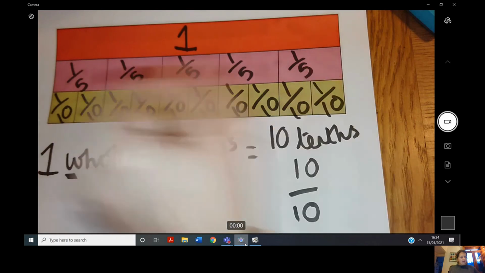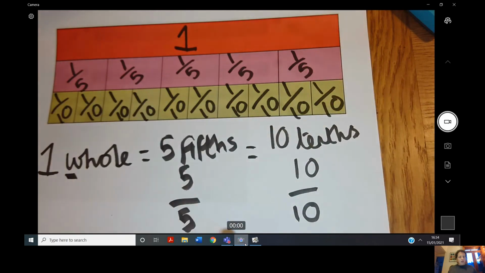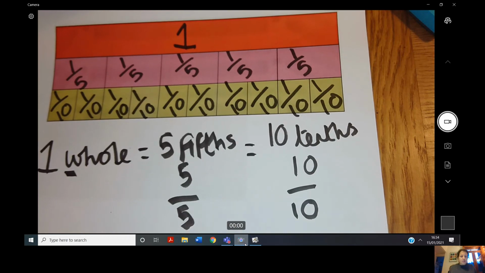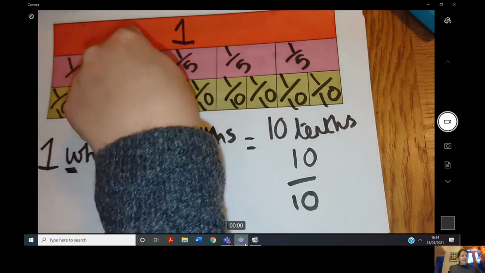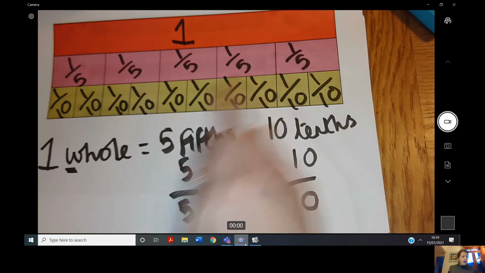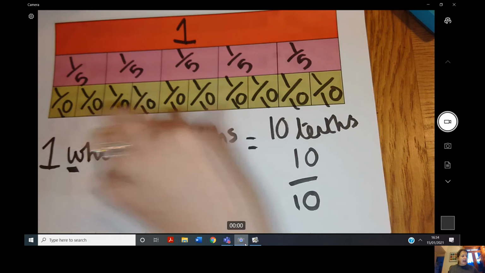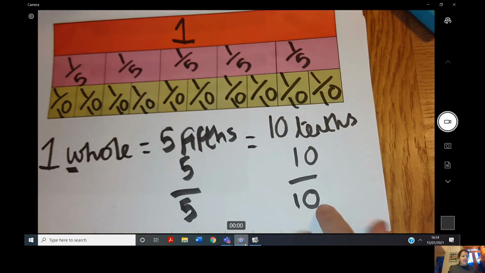My whole here, first of all, is split into 5 equal parts. To make my whole again, I need my 5 equal parts put together again, which is 5/5. My whole is then broken into 10 equal parts. Each one is worth a tenth. I want my whole back together again. I need to put all my 10 equal parts together, which is 10 tenths.